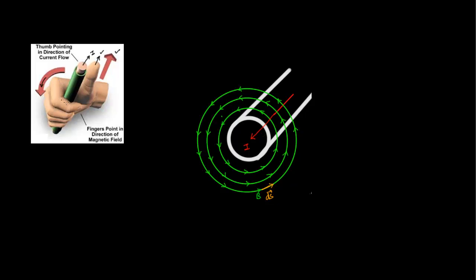Then the fingers curl around and point in the direction of the magnetic field. So you can see the direction of the magnetic field right here. The fingers are curling, and this is the direction of the magnetic field.